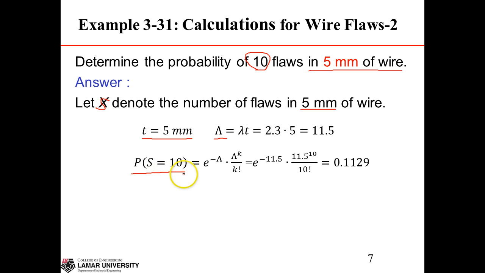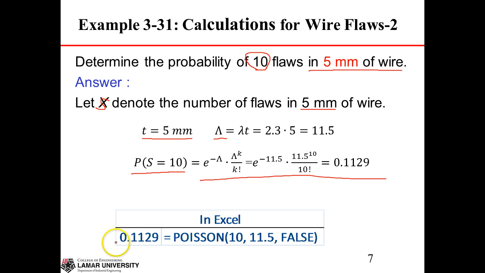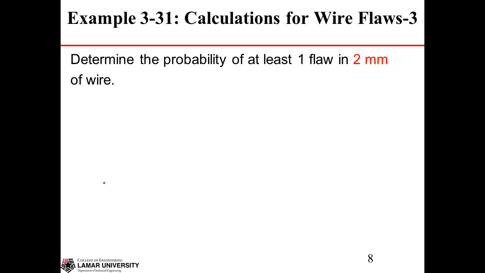So X equals 10 is equal to e to the power of negative lambda multiplied by lambda to the power of k divided by k factorial. So you plug in 10, replace k, and you find the probability here, 0.1129. And similarly, you can use Excel to calculate that probability. So you can see from this example, hopefully you understand what the lowercase t means and what the k means in the formula. Okay.